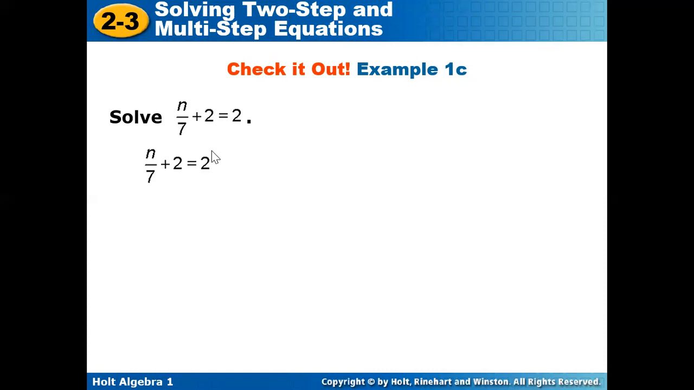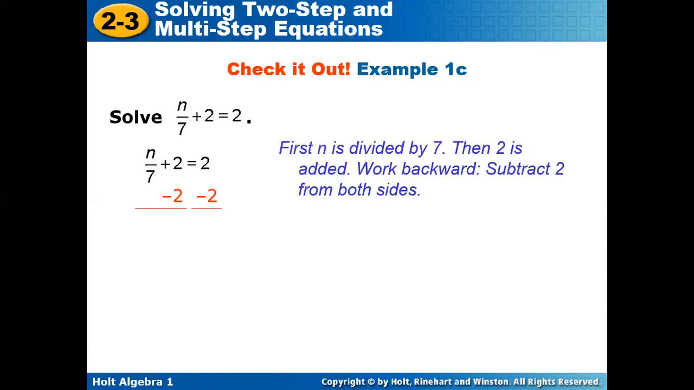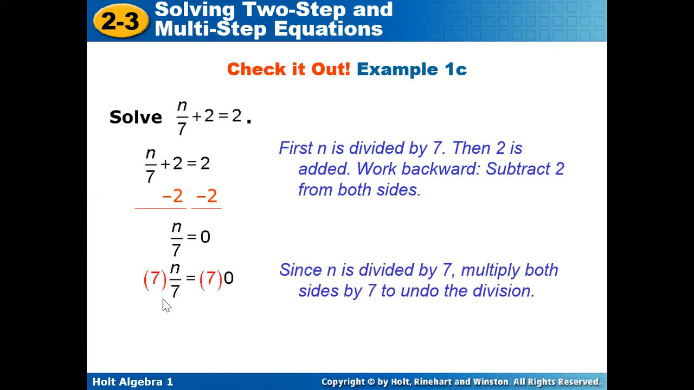The opposite operation of addition is subtraction. Subtract 2 from both sides, giving us n divided by 7 is equal to 0. All right. And the opposite operation of division is multiplication. So we're going to multiply both sides by 7.